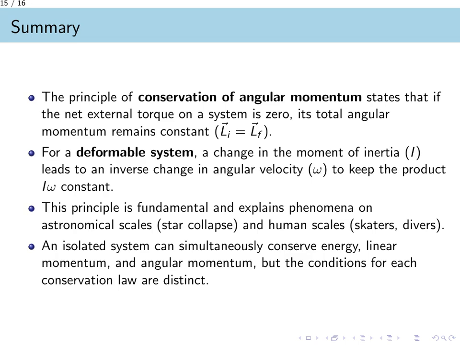Because the product I times omega must remain constant, a decrease in the moment of inertia must cause an increase in the angular velocity, and vice versa. We have seen how this explains why an ice skater spins faster when they pull their arms in, and it also applies on a cosmic scale, like when a star collapses. Finally, it is important to remember that while a system can conserve energy, linear momentum, and angular momentum simultaneously, the condition for each law is different. The conservation of angular momentum specifically requires that the net external torque on the system is 0.